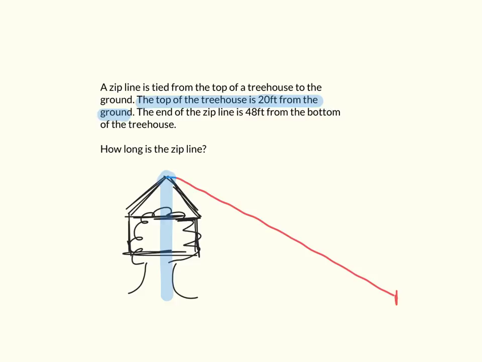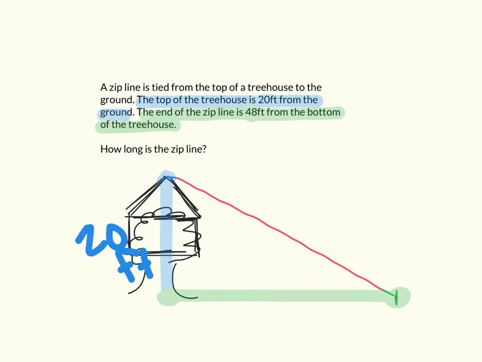Let's make it easier to see this line by making it nice and big. And we'll write 20 feet. Beautiful work. And let's see, what else do I know here? Ooh, there's another number. So I can read that sentence. The end of the zip line, right here, is 48 feet from the bottom of the treehouse. That section is 48 feet. Any other pieces of information?